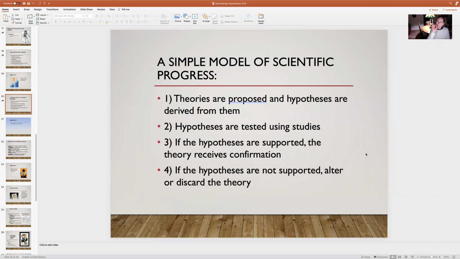If the hypothesis gets supported, the theory receives some confirmation. We don't say that anything is proven because there may be other replications that don't support the theory. But if the hypothesis is supported, we make the theory stronger. If the hypotheses are not supported, we just alter the theory or we discard the theory. So in this sense, science is kind of self-correcting because you're constantly testing these theories.